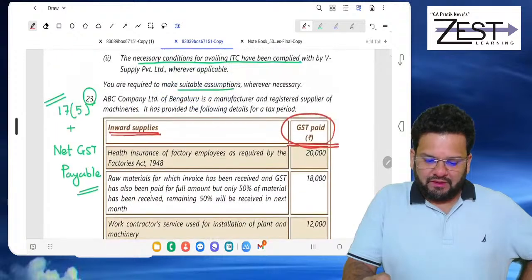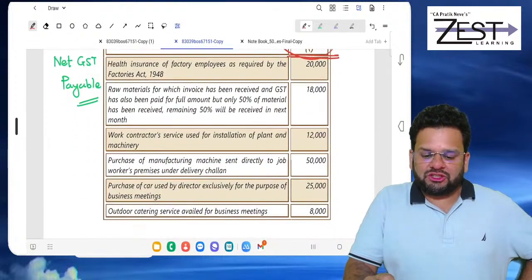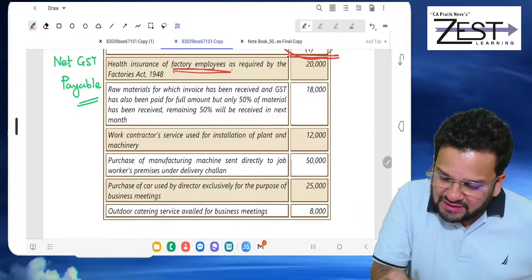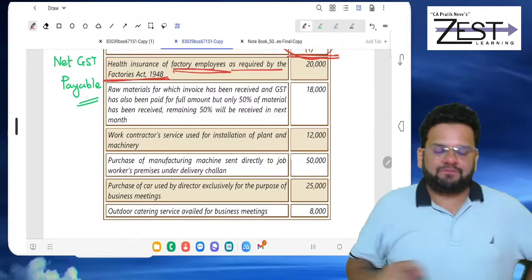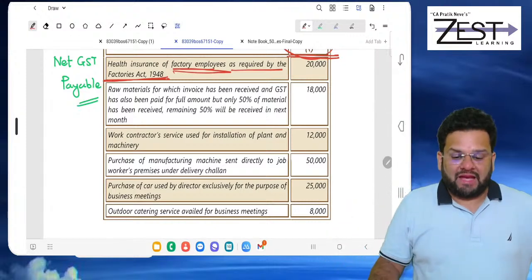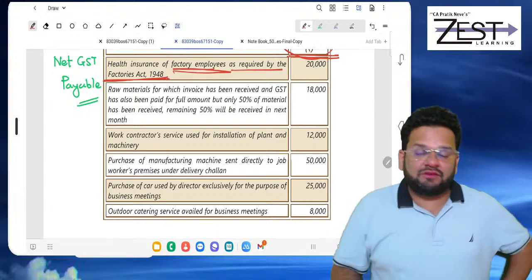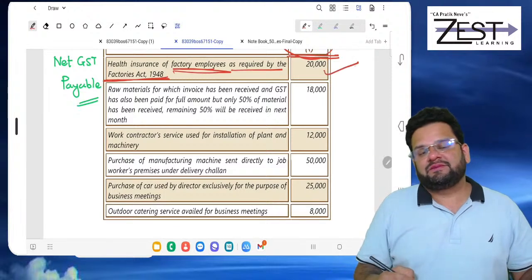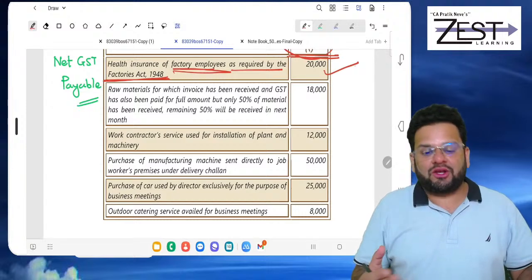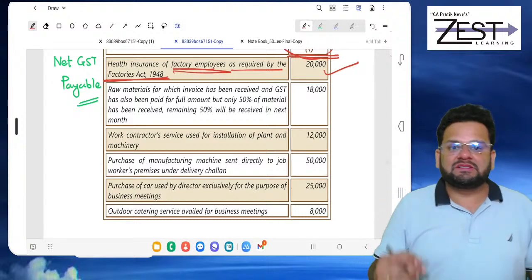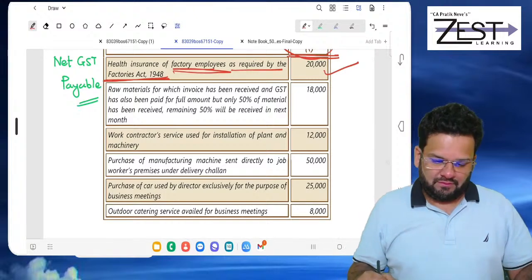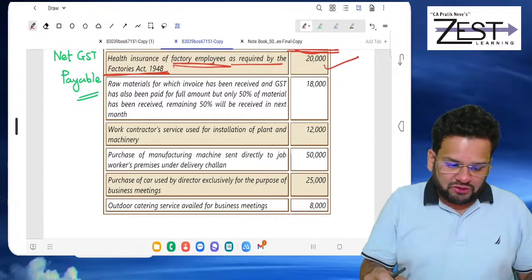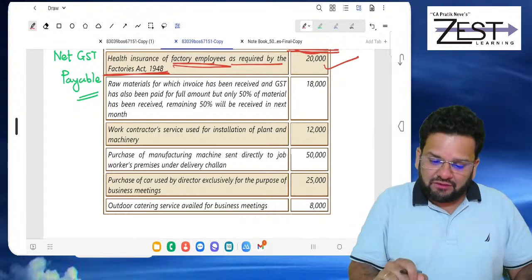Let's start. Tell me. Health insurance of factory employees as required by the Factories Act. As required by the Factories Act, my dear friends, should you take ITC? Of course, yes. 17(5)(b) cannot block it because it is as per requirement. Isn't it?